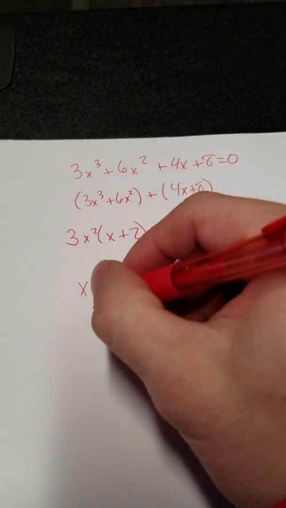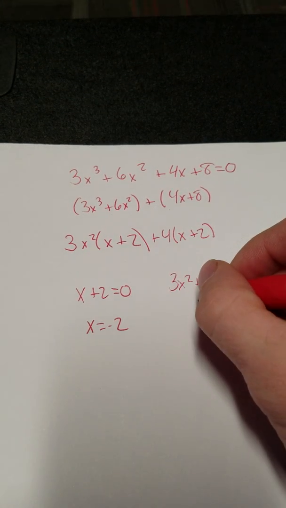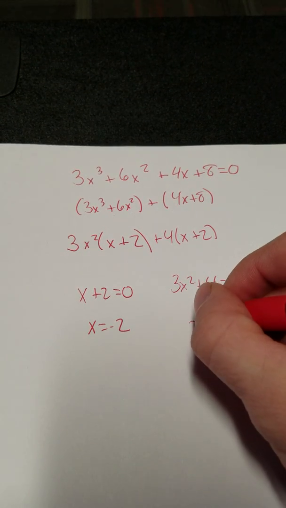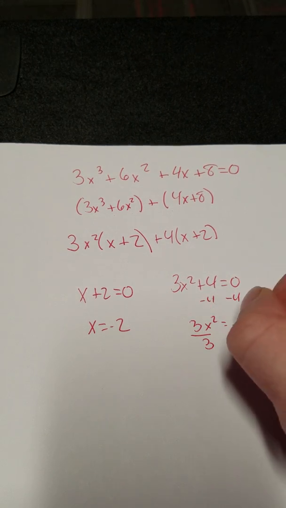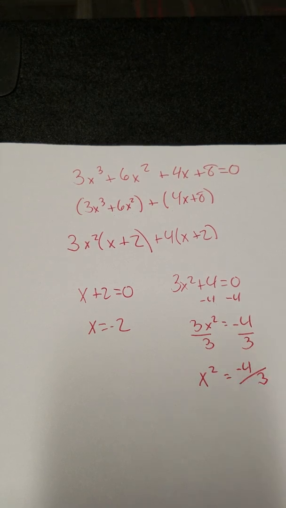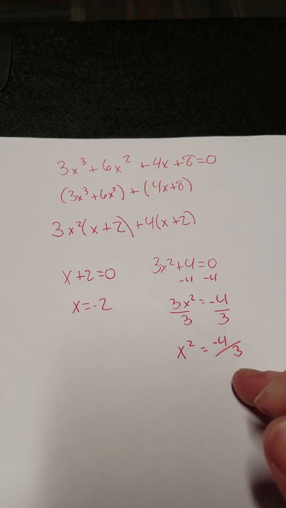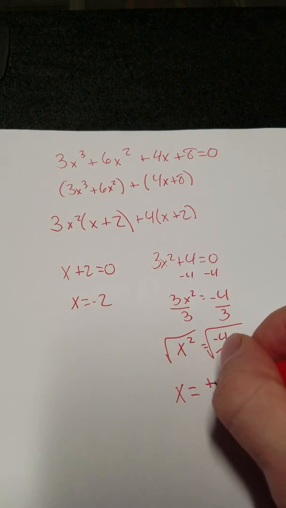Now solve. X equals negative 2. Solve this one. Subtract 4. 3x squared equals negative 4. Divide by 3. X squared equals negative 4 over 3. Now we have to take the square root because it's x squared. x equals, always plus or minus.